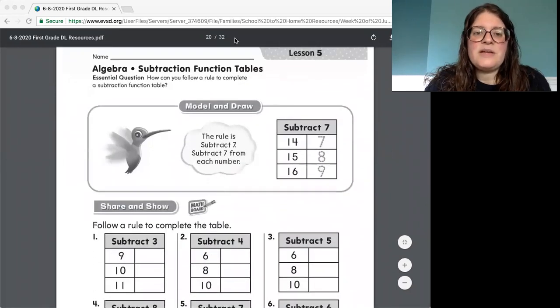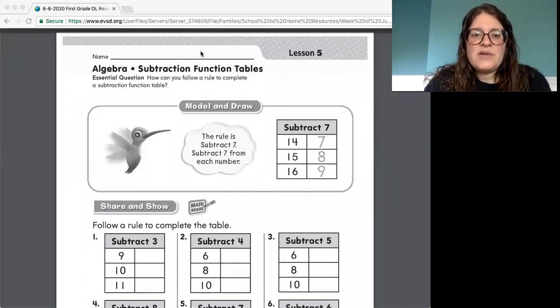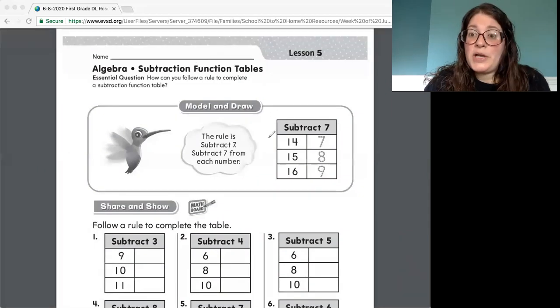So like I said, we're gonna be like a robot this week, and we are going to be robots inputting and outputting. So these things are called function tables. And the rule for what you do is at the top of the table. So if you have the number 14 in your in section and then you do the rule, subtract 7, well, your out result will be 7. If we have the number 15 and we subtract 7, that's going to give us 8. 16, subtract 7, that's 9.